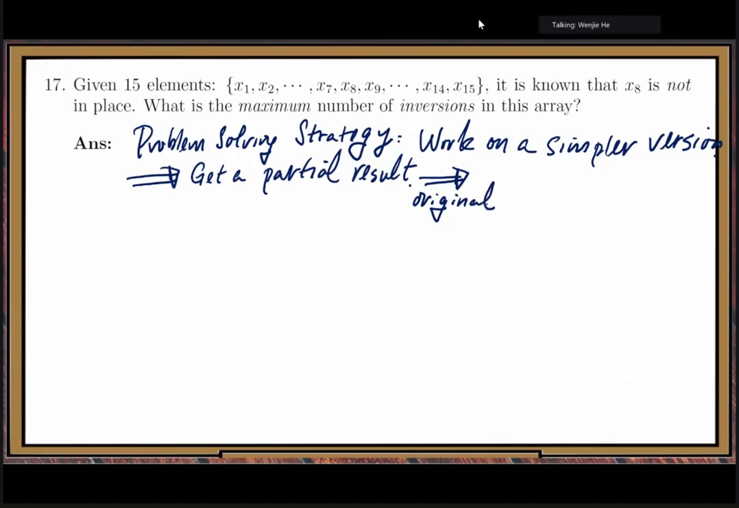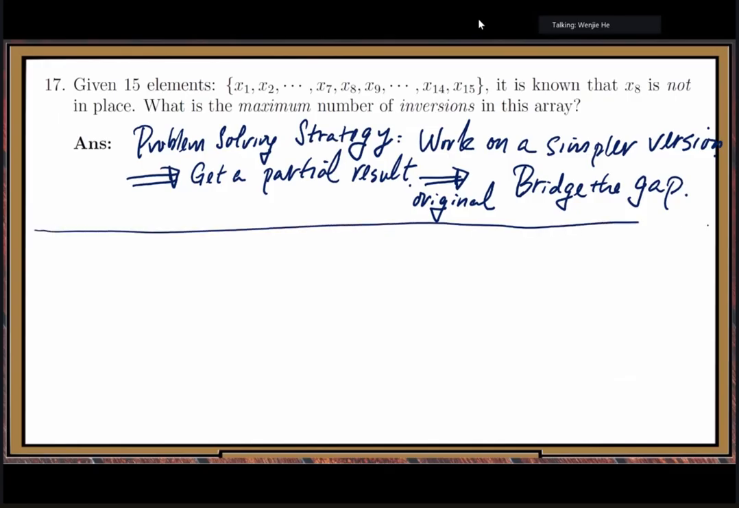Remember, if you compare the simpler version with the original version, there is a gap. So you work on the difference part, to bridge the gap. Then you bridge the gap to get a final result. So that's the strategy we want to use on this question.